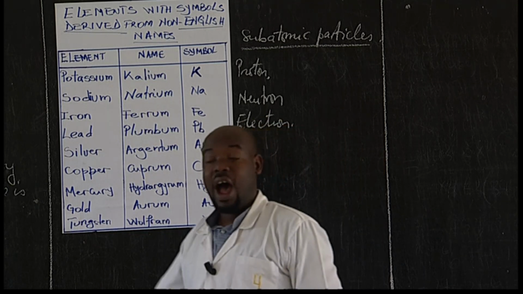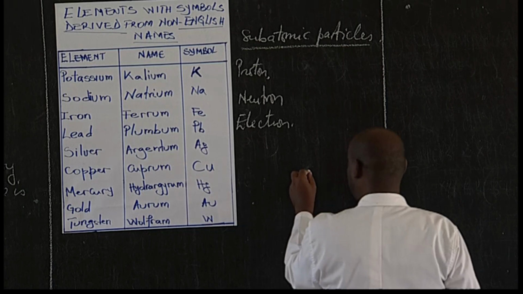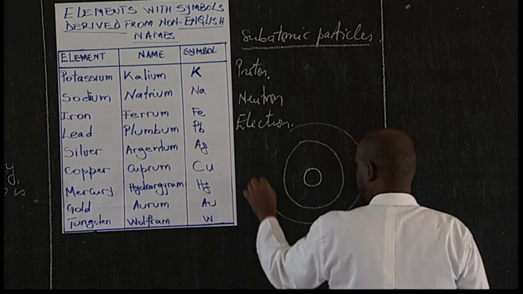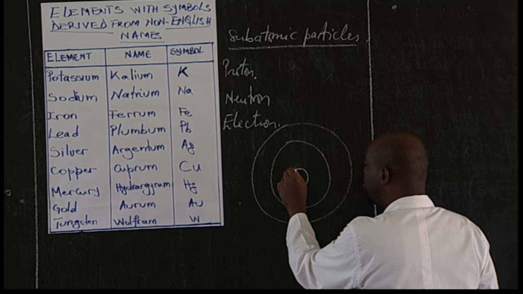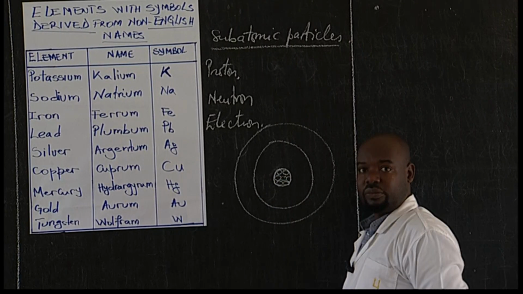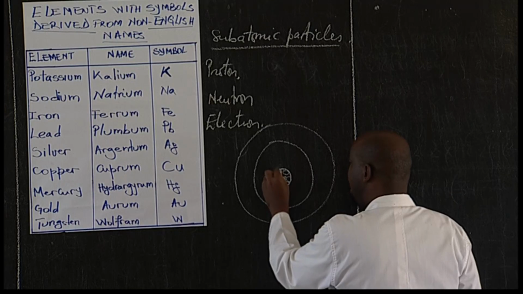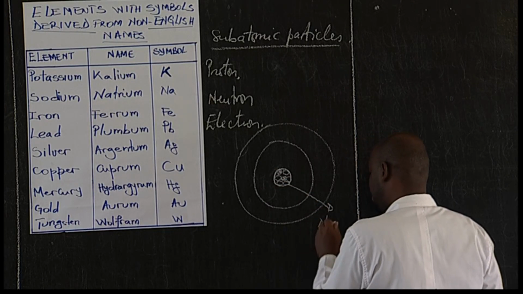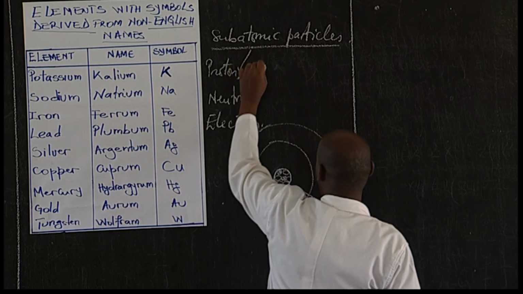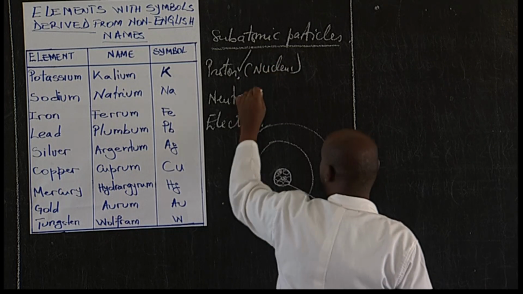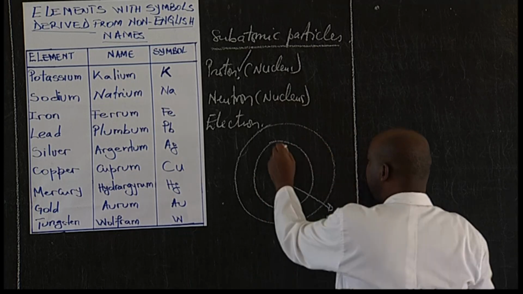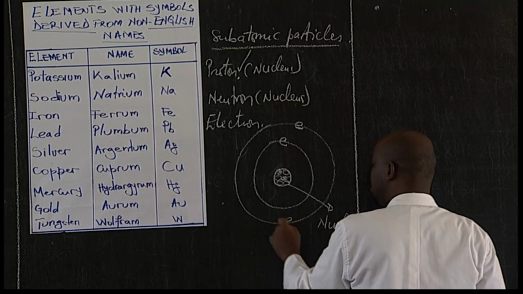If we consider an atom to be having a structure like this one, then here we have the nucleus, which has some particles. The particles are different. In the nucleus, we have two types of particles. We have a proton, which is in the nucleus, and a neutron, which is also in the nucleus. But around the nucleus, we have other particles, which are the electrons.